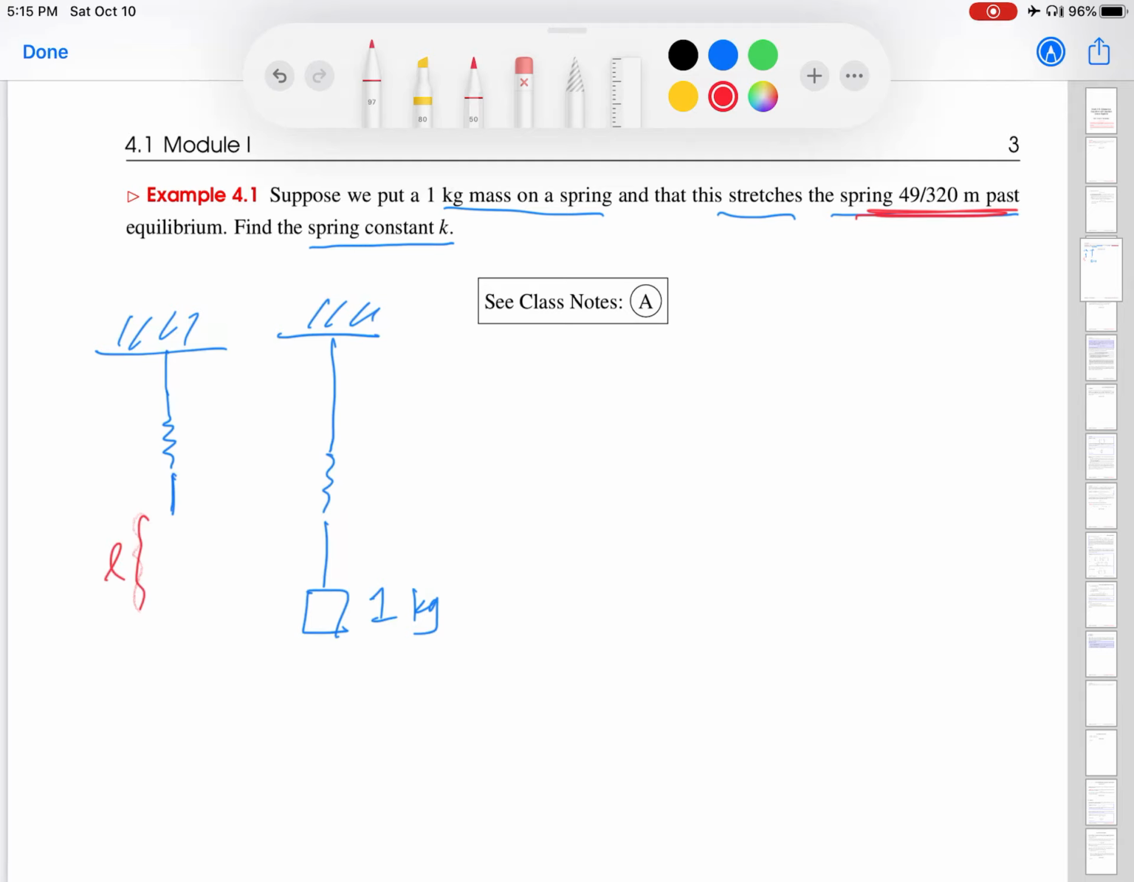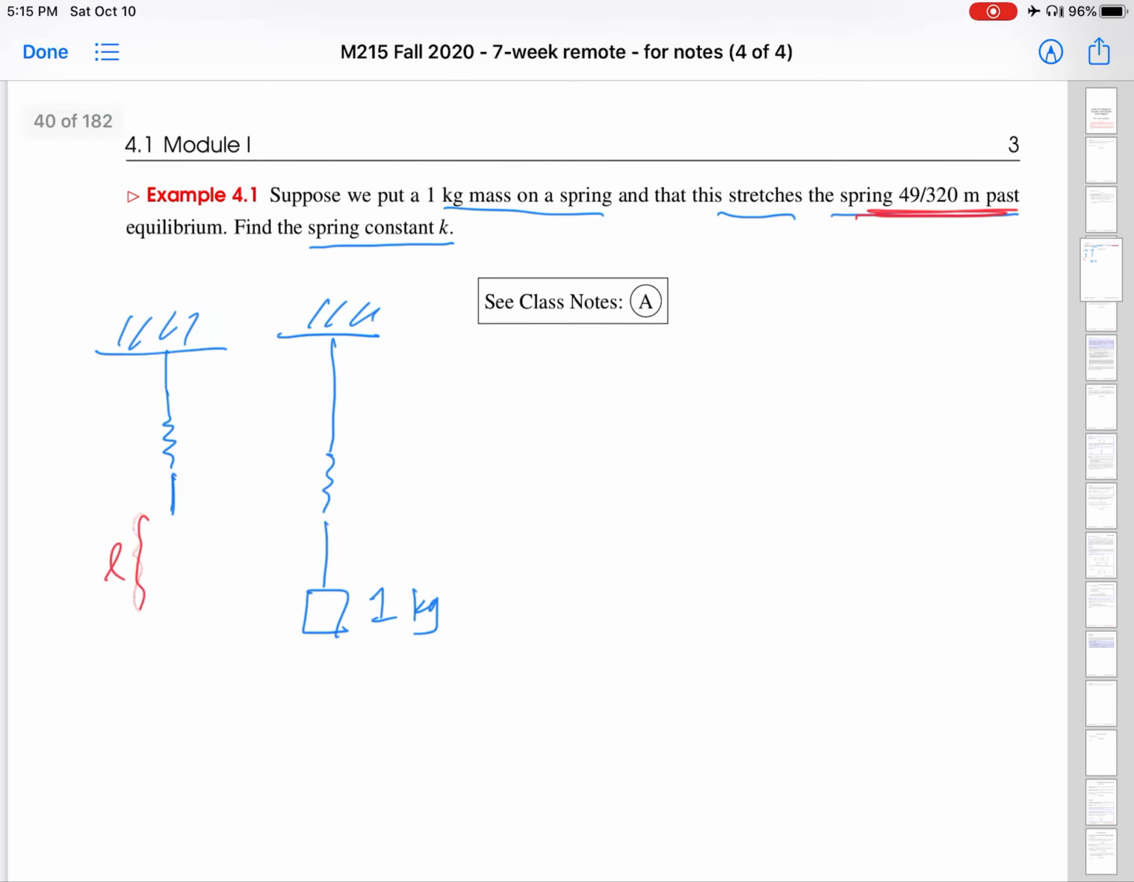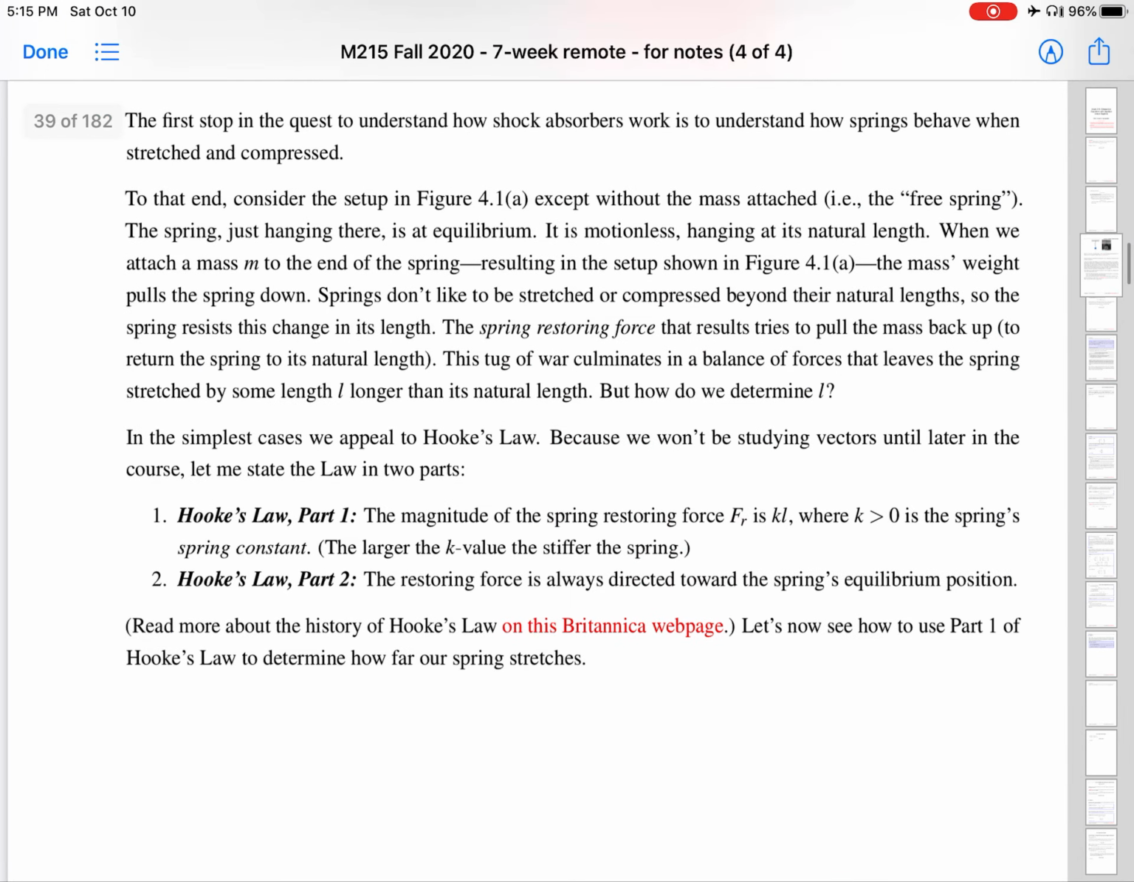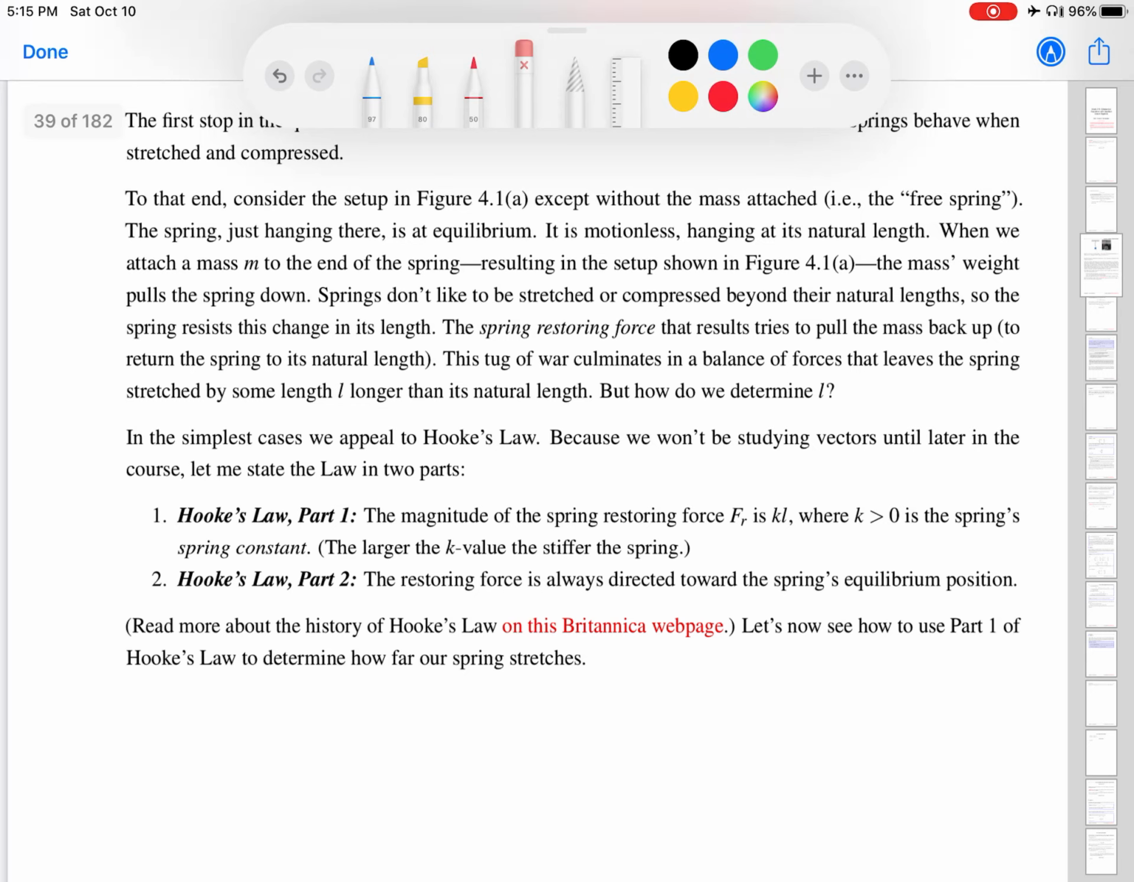So what we need is some way to connect the fact that the spring's length has changed with what it changed as a result of, which is putting the weight on the spring. And the model that connects that, I'm going to scroll up here, is Hooke's law. So we are going to use this part of Hooke's law, the part that tells us that the magnitude of the spring restoring force is KL.